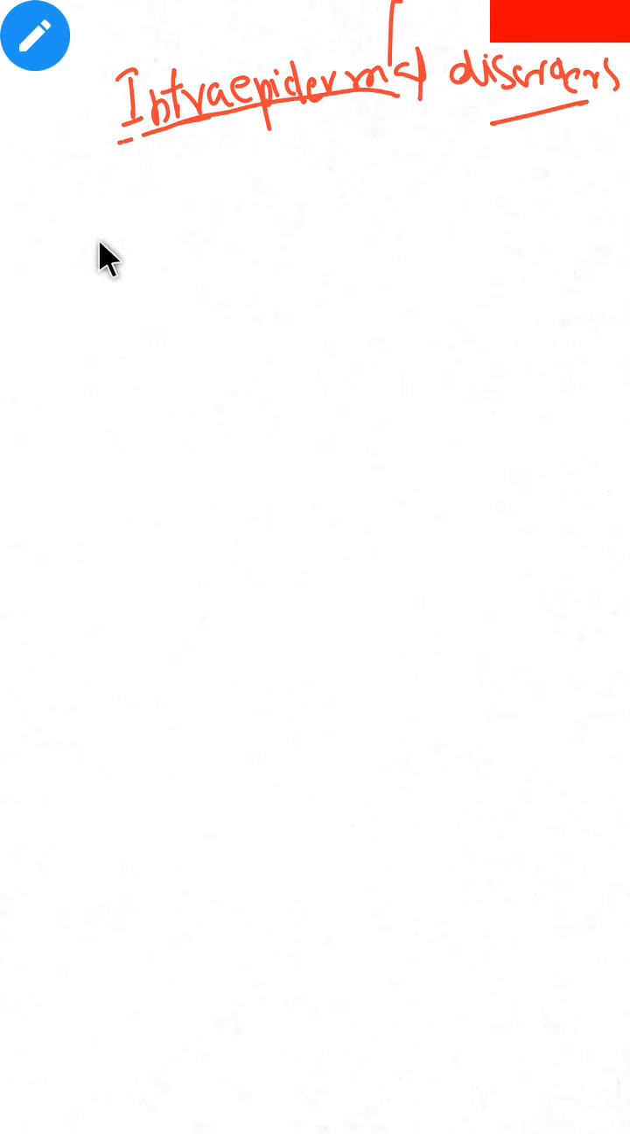Basically, in intraepidermal disorders, what happens is keratinocytes will get separated from each other. Okay, so that results in blister formation. In intraepidermal disorders, the first disease that we are going to discuss is pemphigus.